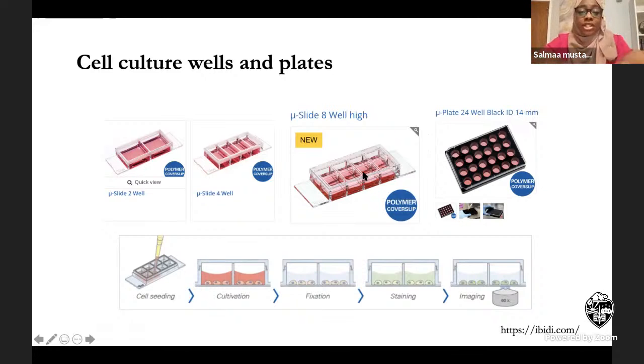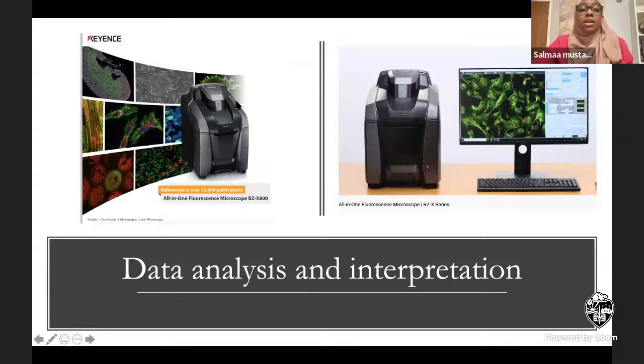However, you still have the demarcation of those different wells on your slide. I also used a Keyence microscope. This is how it is. This is the whole thing, all right? You can use this one even for H&E. You can use it for IFA.